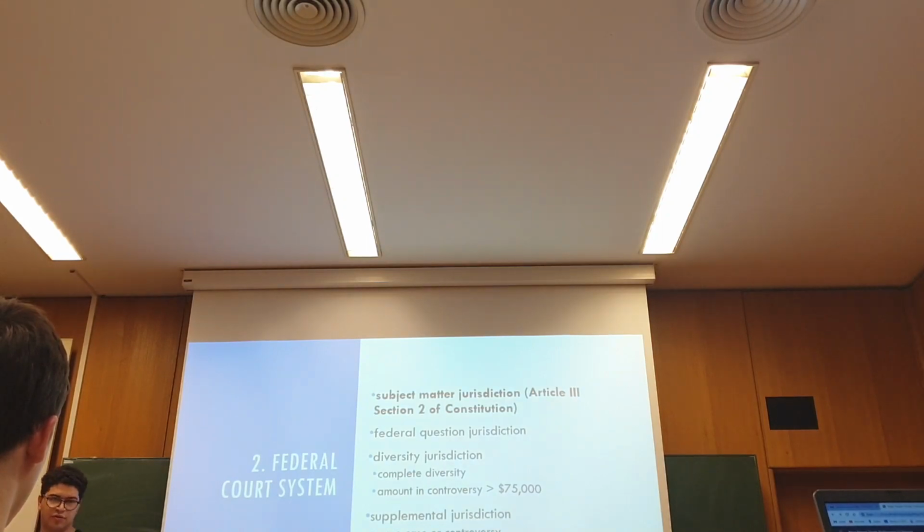This is also pretty straightforward, but you may ask yourself, okay, what if the plaintiff has different claims, each of them being less than 75,000, but if you add them up, they are over 75,000. So for example, he has a claim for 50,000 and one for 30,000. Well, then it's no problem. You can just add them together.